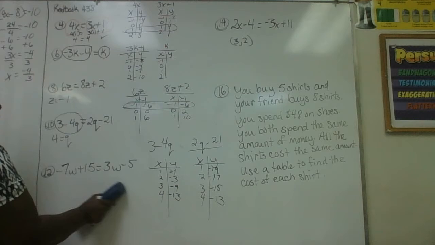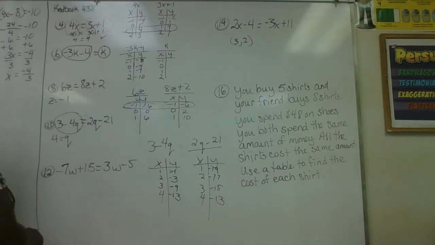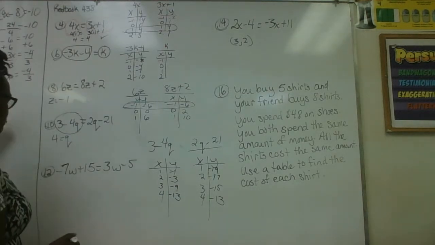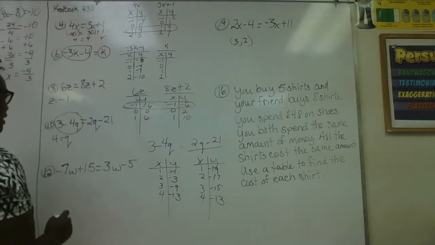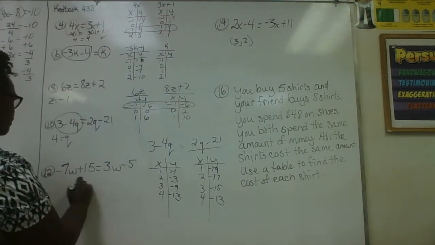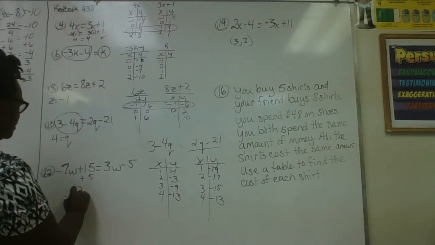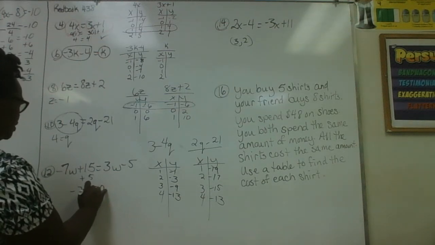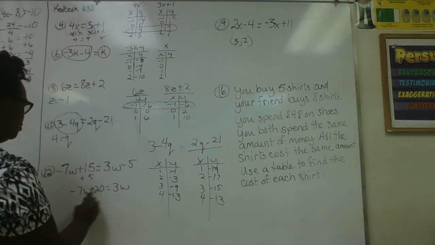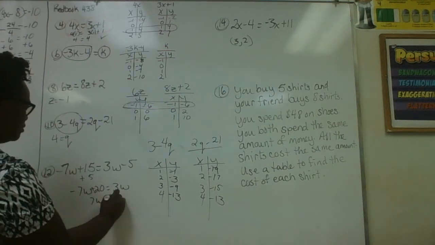All right, one more here. Let's make it equal first. All right, by isolating our w, we're going to move our 5 here. So we have negative 7w plus 20 equals 3w. We're going to move our 7 here.